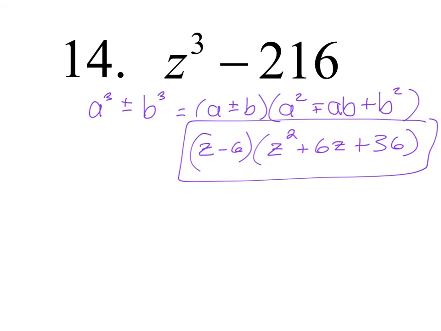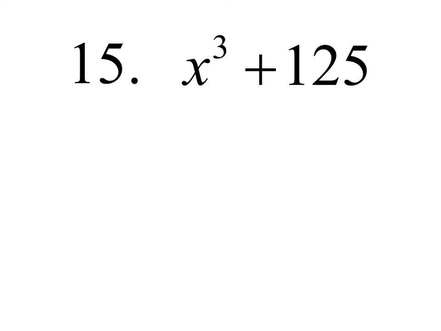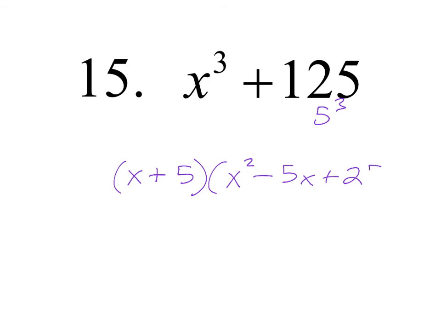Just follow the pattern. You can go ahead and do the distribution and check that if you want to. I would recommend making sure you check things when you're taking a test. All right, x cubed, and this is 5 cubed. So we have the cube roots, and then the first term squared, flip the sign, the 2 terms, so 5x, plus the last term squared, which is 25.